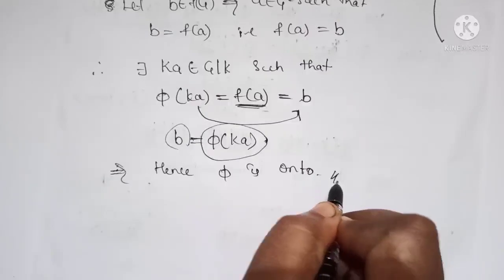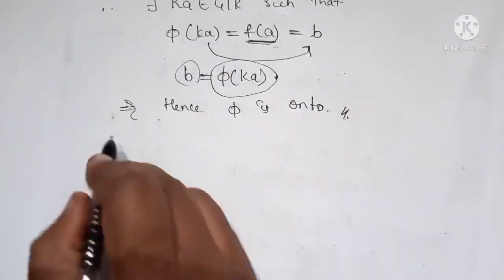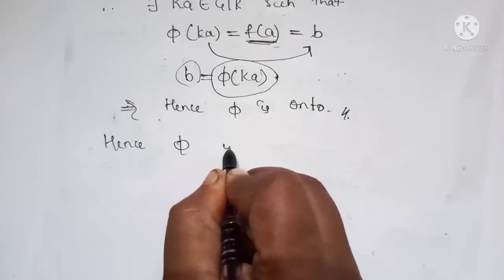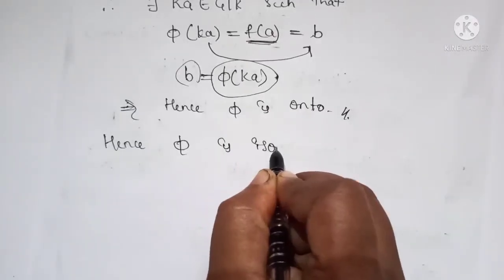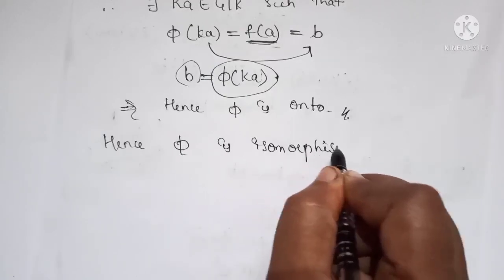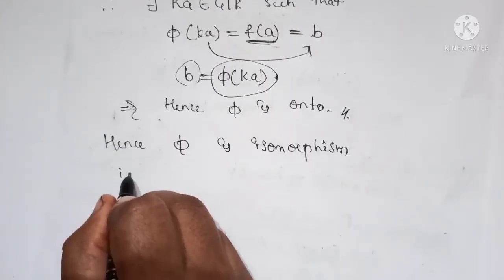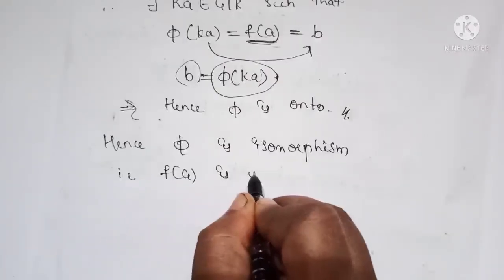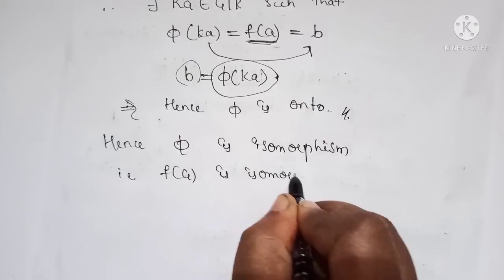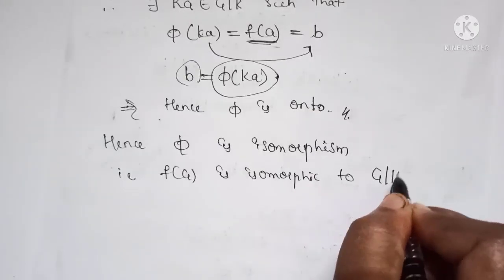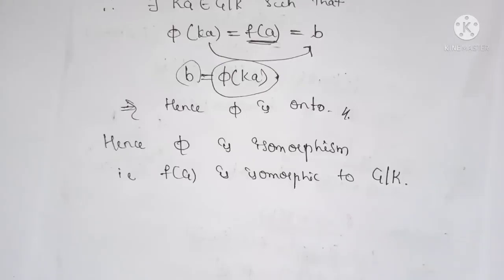Hence we have proved that phi is an isomorphism, that is, f of G is isomorphic to the factor group or quotient group G by K.